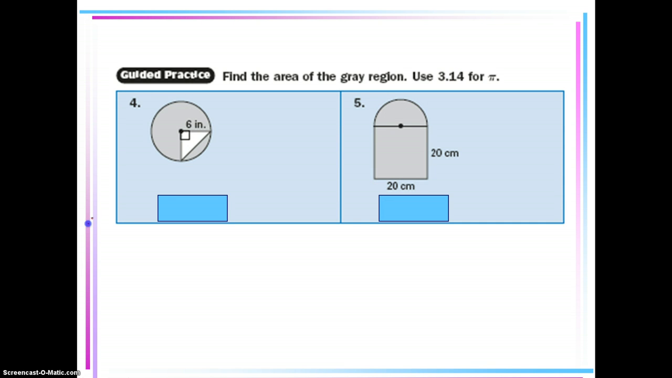We are not doing the guided practice problems. Please skip.